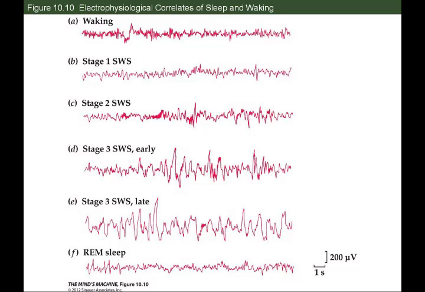And then what do you notice as you go from stage 1 all the way to stage 3, so in B, C, D, and E? What's happening to the amplitude of the waveform? Exactly. It's getting larger. And what's happening to the frequency? Is it becoming more frequent or less frequent? Less frequent. So you get an amplitude that's much larger as you get into deeper and deeper sleep, and the frequency is reduced. Okay, and we'll talk about each of these stages.